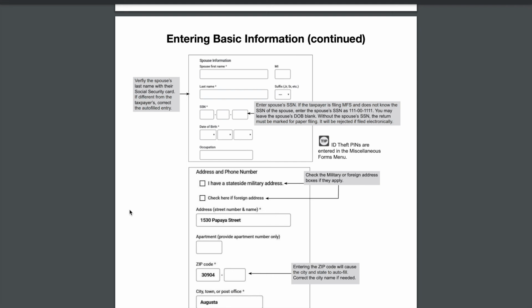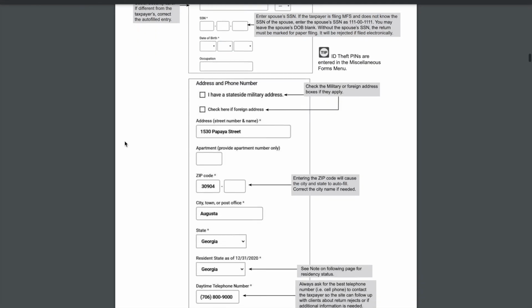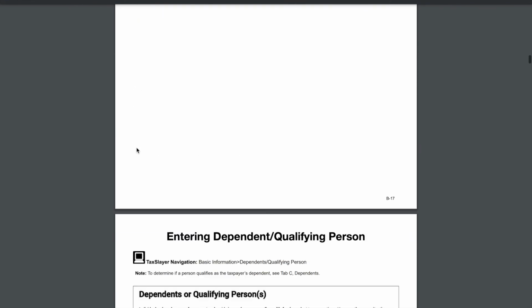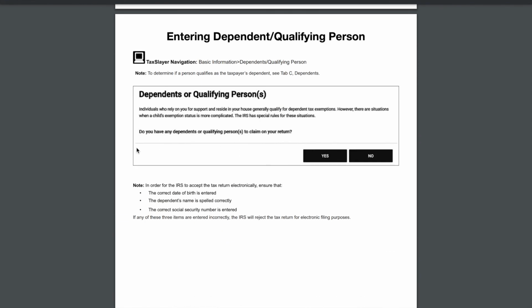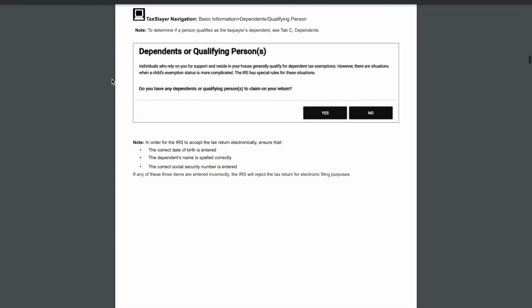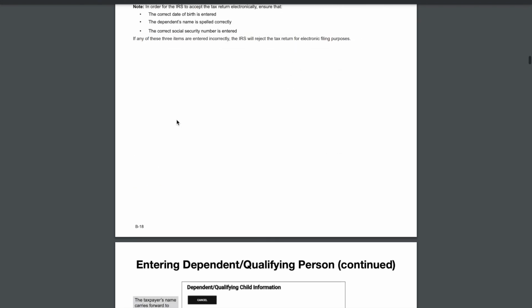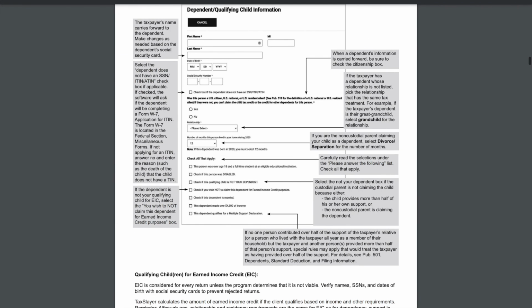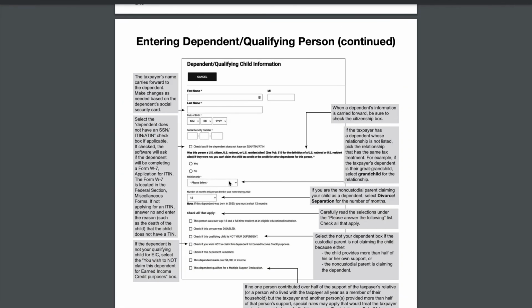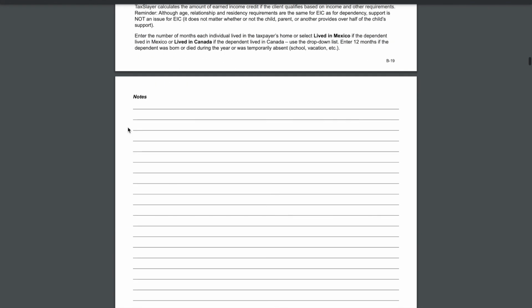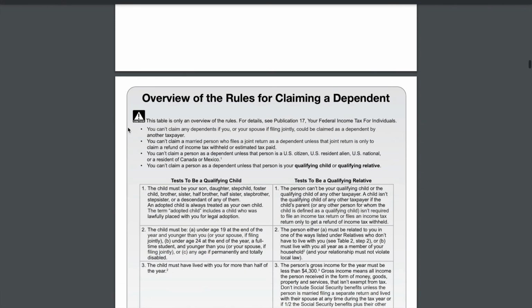And so again here, it's just entering in basic information pretty much. You're getting a lot of this from the ID and the intake and interview sheet. And so then some of the steps here in TaxSlayer, and we'll go through all of this as well, but it's just important to remember that it's here in the book. This is going to tell you how you can enter dependents or qualifying persons. You've got to enter information with them. It's really not too bad. The hardest part is determining whether or not they can be considered a dependent or qualifying person, not actually entering the info. And so that leads us nicely into tab C here, which goes over dependents.